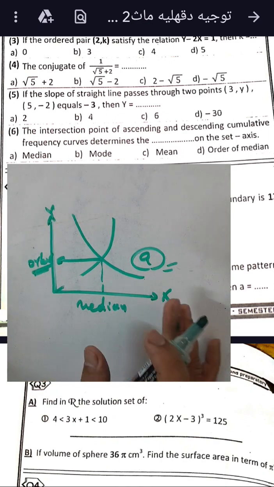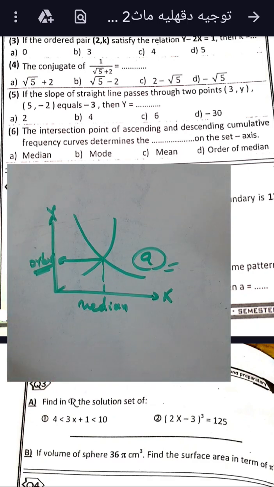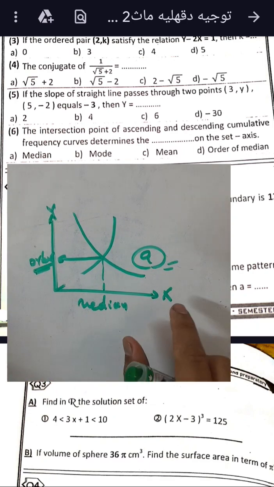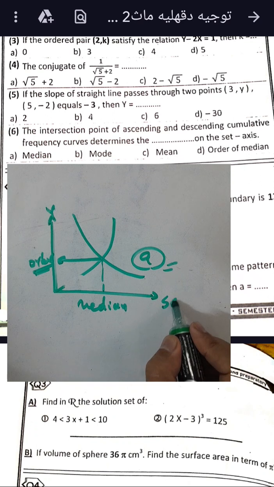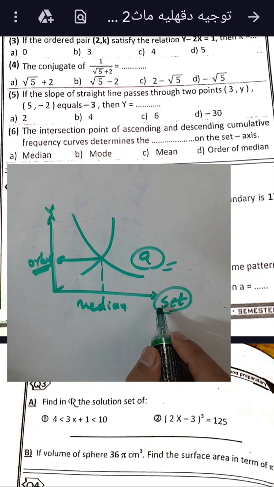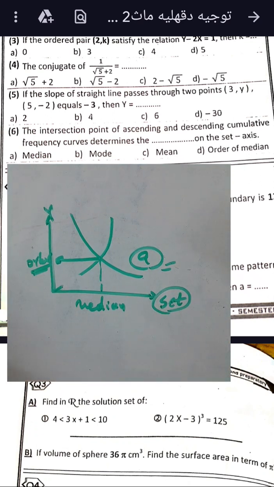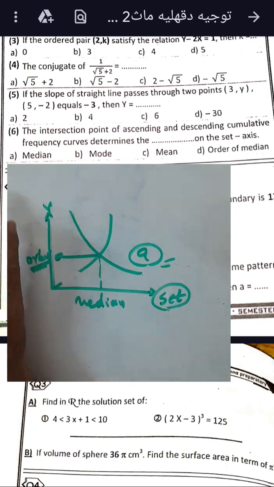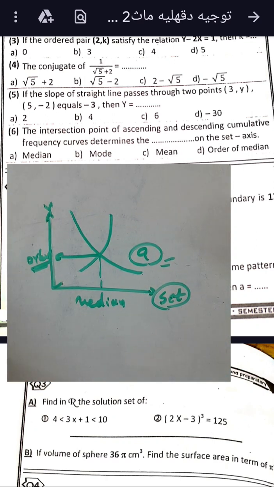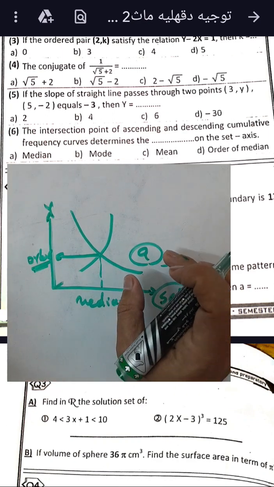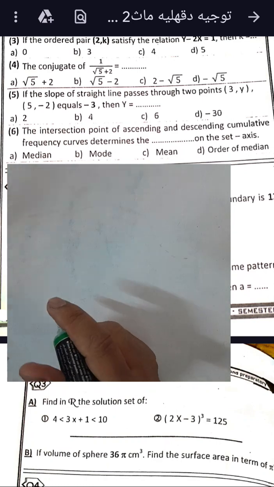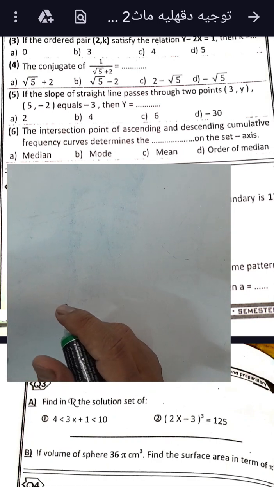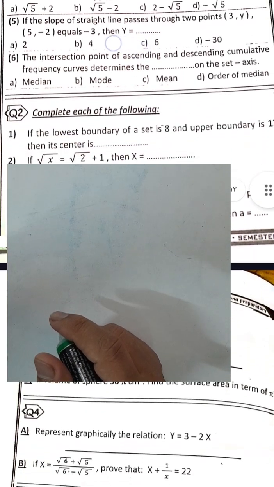But if you want to find it on the y-axis, here is the frequency. On the x-axis we can find the median, but on the frequency axis we can find the order of the median. So in this example, you must choose letter A. But if you change this word to frequency, the result will be the order of the median.